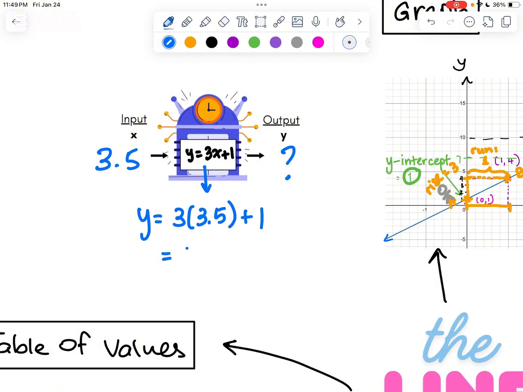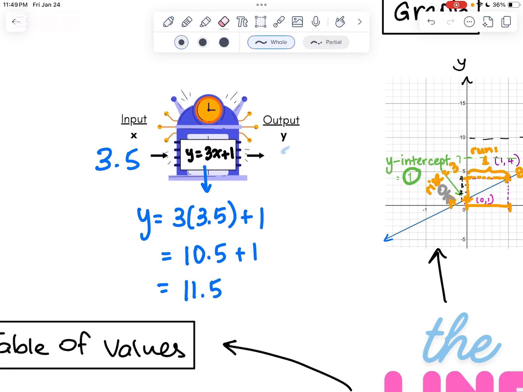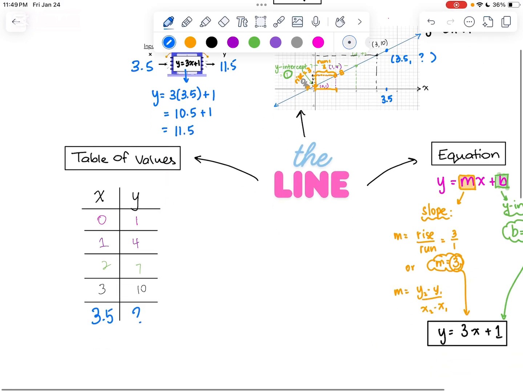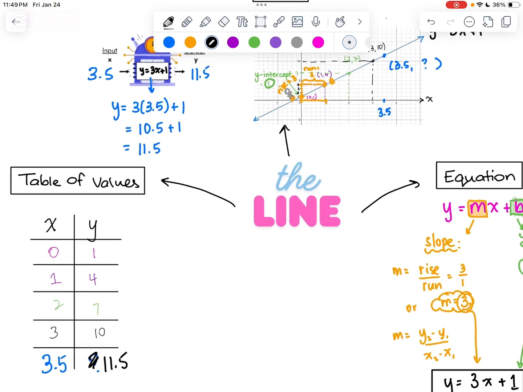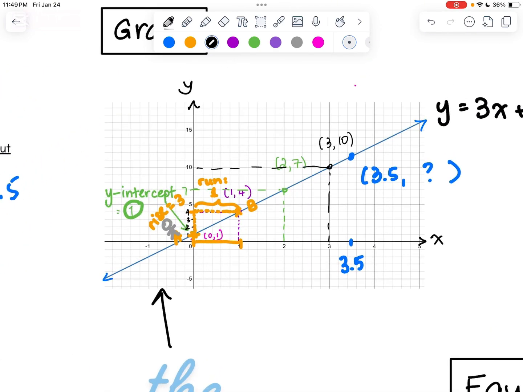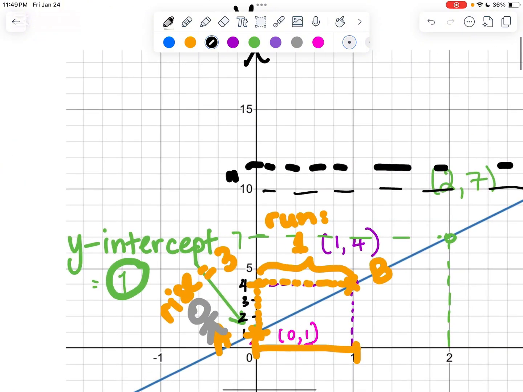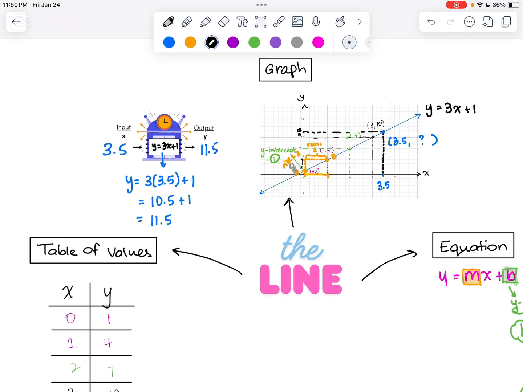If you put that into your calculator, you get 10.5. And then we get 11.5. So that tells us that what should come out is 11.5. In my table of values, I'm going to replace that with 11.5. And let's see how accurate our diagram is. Yep, that's about 11.5 because this will be your 11 and this will be your 12.